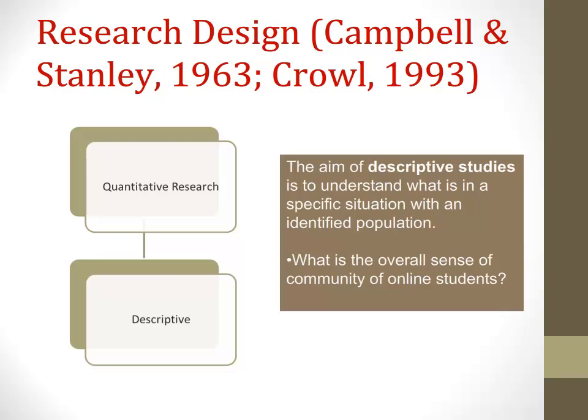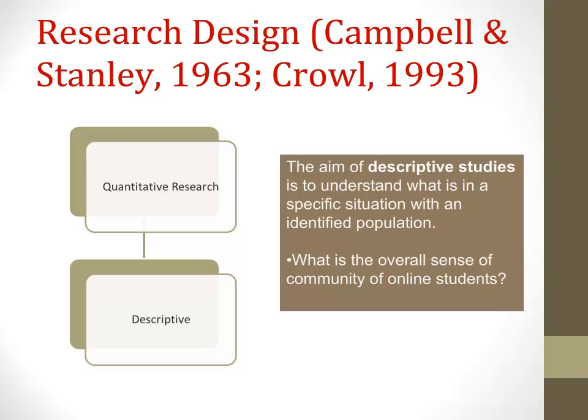For example, let's say an educational researcher wants to know what is the overall sense of community of online students. The researcher does not attempt to manipulate or exert control over the phenomenon being studied. Rather, he or she simply wants to observe and measure it as it occurs. The researcher does not seek to examine any cause and effect relationship between variables. Thus, there's no independent variable in a descriptive study, and there's no dependent variable.